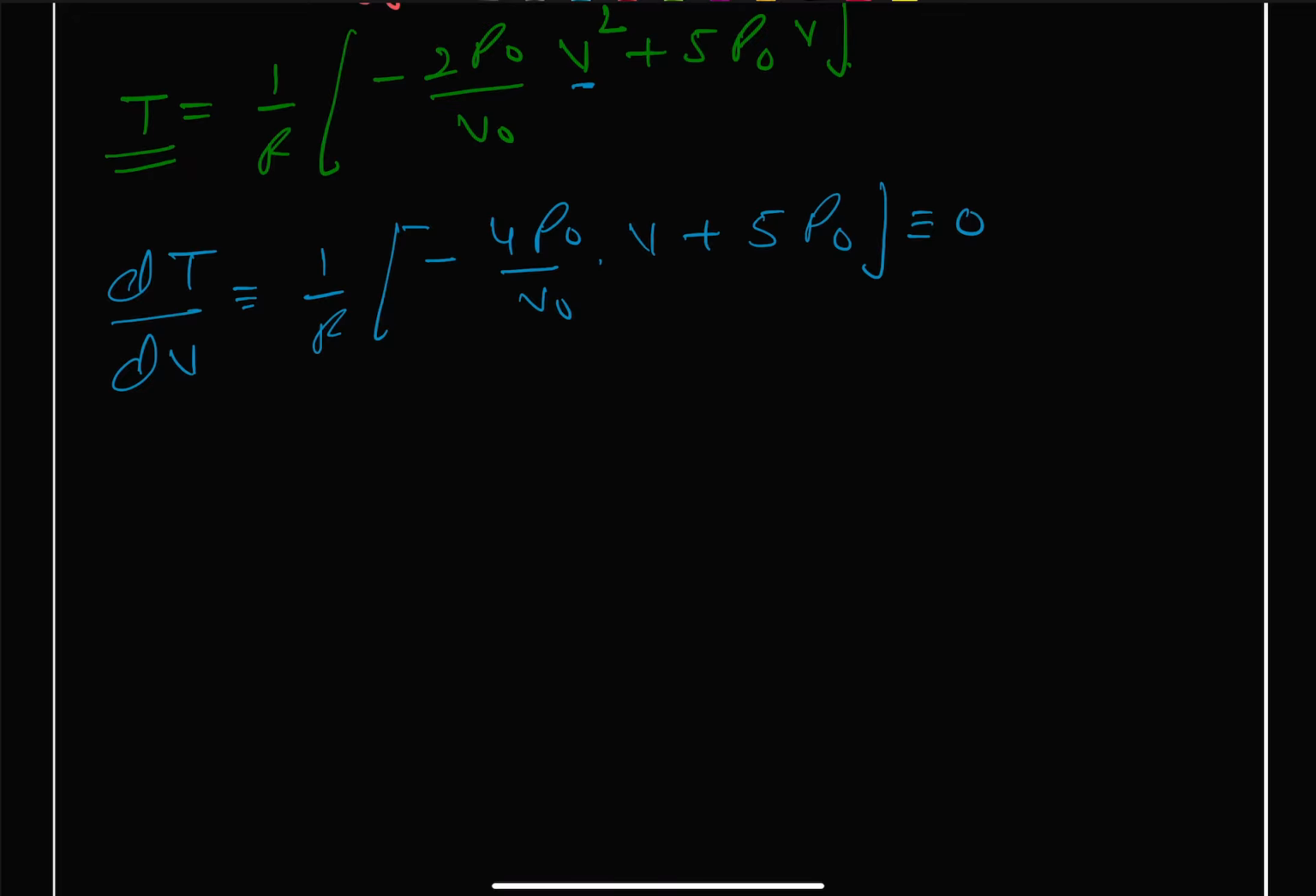We obviously know this R cannot be equal to 0, and pressure will not be equal to 0 either. So we can just ignore these terms and write this as minus 4 upon V naught V plus 5 is equal to 0. This gives us minus 4 times V upon V naught is equal to minus of 5. Minus and minus goes away.